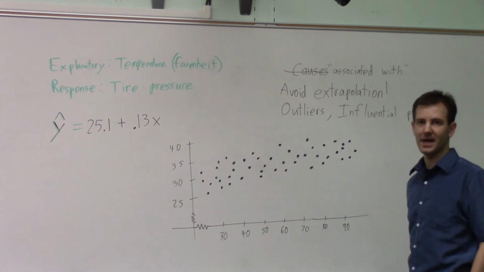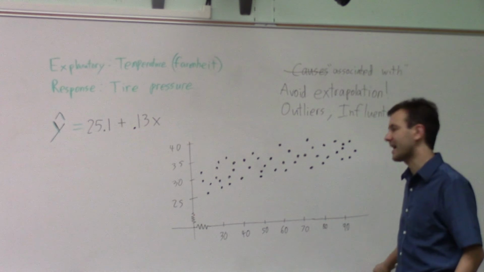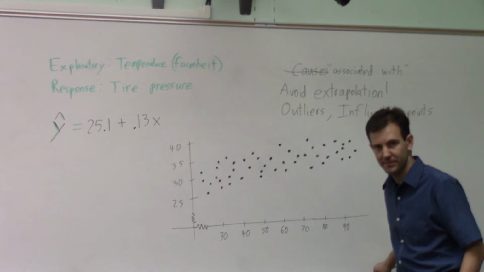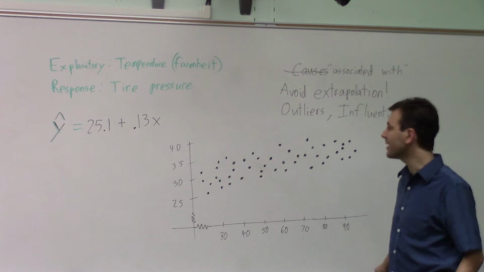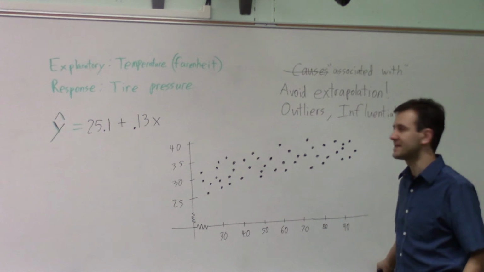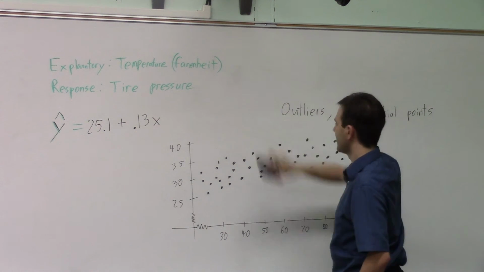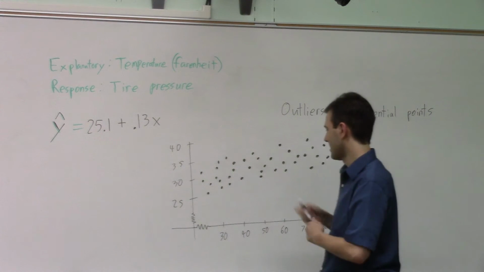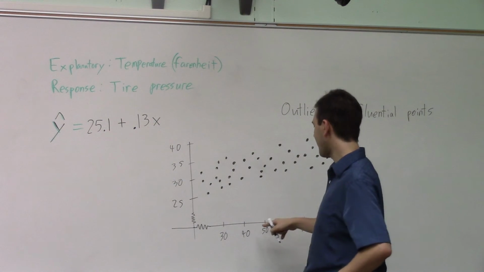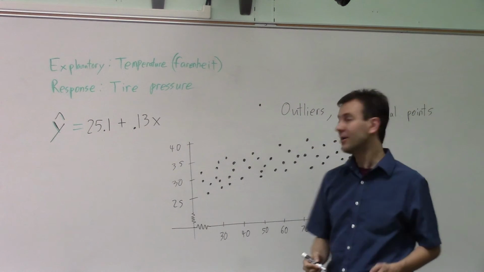Alright, let's talk about outliers. Outliers are going to affect the equation that's written here. Not always. Outliers are really any point that stands out. So let's say there's this one car that passed by when it was 50 degrees out, and its PSI was like 60. Oh my god.